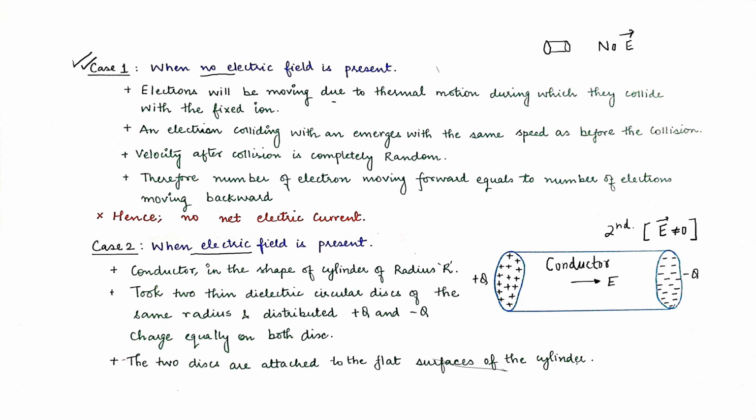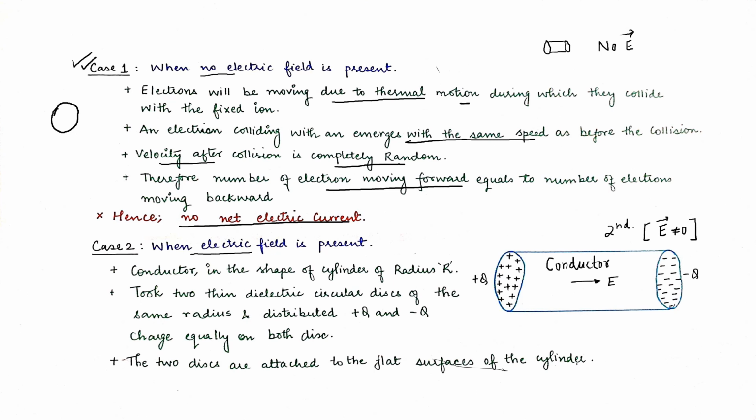Electrons will be moving due to thermal motion, during which they collide with the fixed ions. An electron colliding emerges with the same speed as before the collision. Velocity after collision is completely random. Therefore, the number of electrons moving forward equals the number of electrons moving backward. Hence, no net electric current. So these are the points which are extremely important to understand. Okay, so I'll explain what exactly is happening in case number 1.